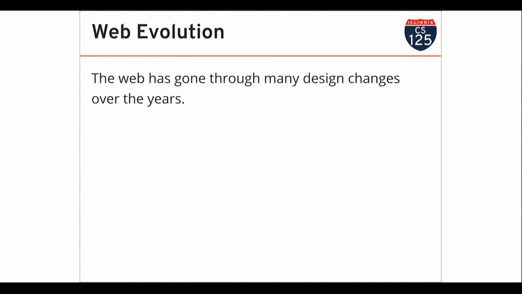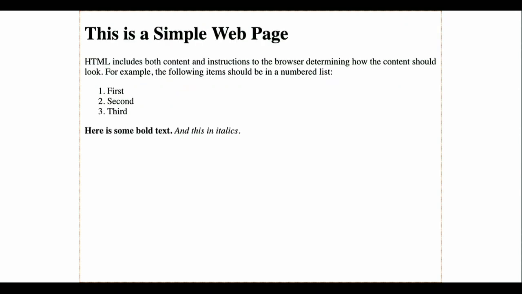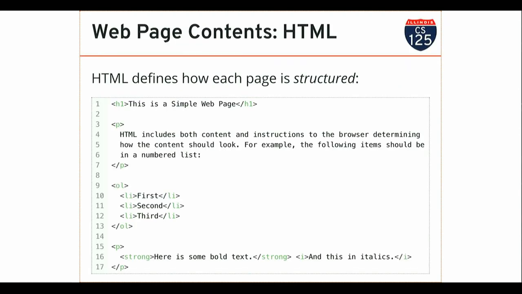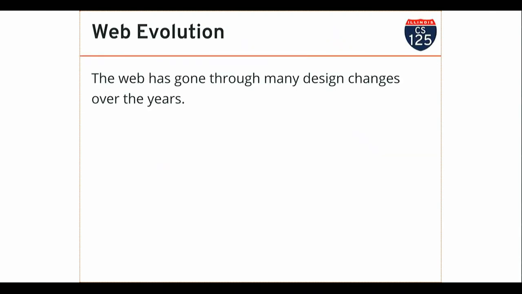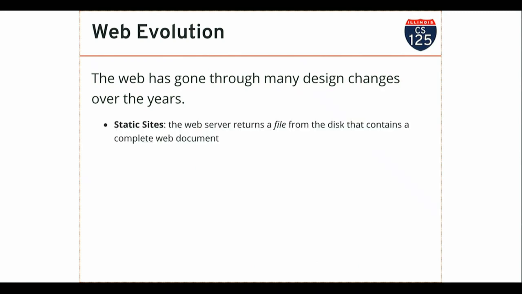Now there's this question of where did this content come from? It came from the server, but what process creates this content? This is an area where we've seen an enormous amount of change and evolution in how the internet has been designed over the years. Originally, a lot of websites served what's called static content. When you make a request, literally there's a file somewhere that contains exactly the content that is sent back to your browser. This is actually how most of our CS125 website works. It's still in use today for certain applications.